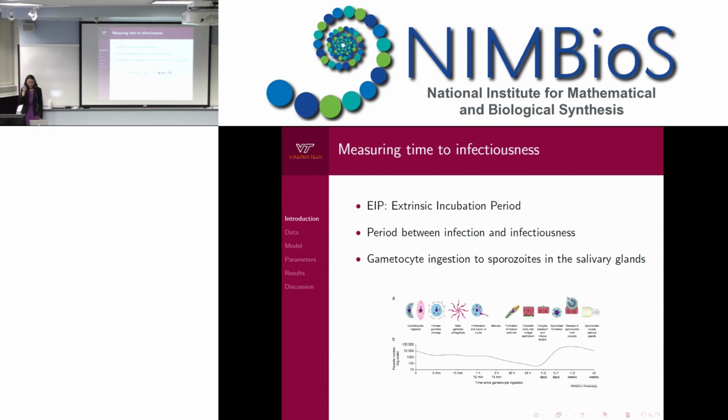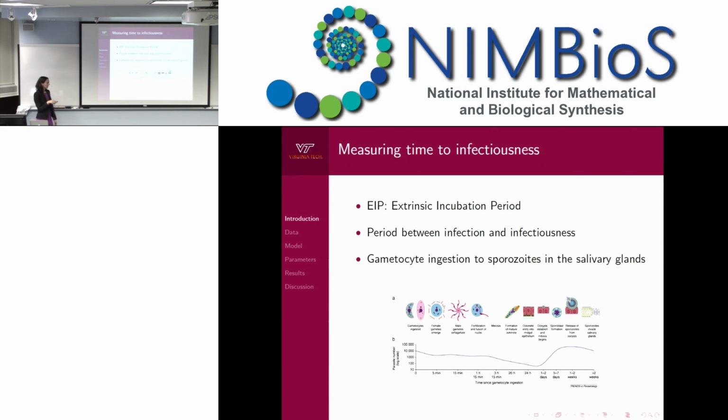So measuring time to infectiousness, typically we think about this as the extrinsic incubation period. So throughout the talk, I'm going to refer back to that as the period between infection, when you acquire infection, until, and that's going to be the ingestion of those gametocytes, until infectiousness, and that's going to be when we see sporozoites in the salivary glands. We don't actually know at that point when those mosquitoes are going to bite again, but they are capable of producing infection, so we consider that to be the extrinsic incubation period. So throughout the talk, I'll have that abbreviation, EIP.